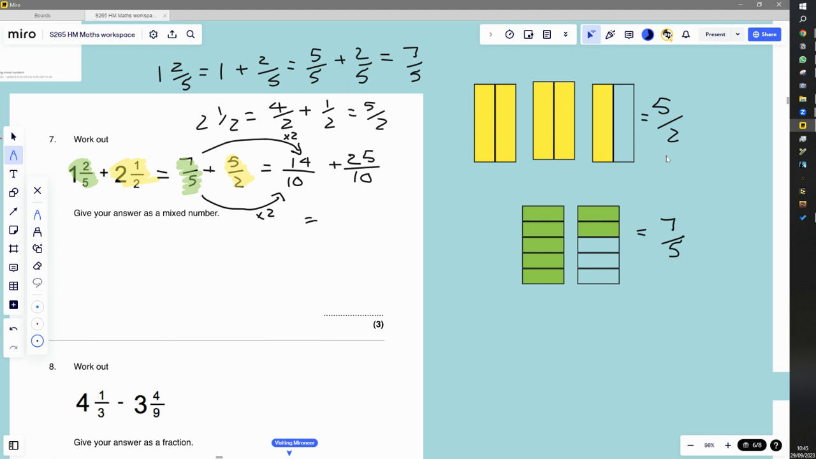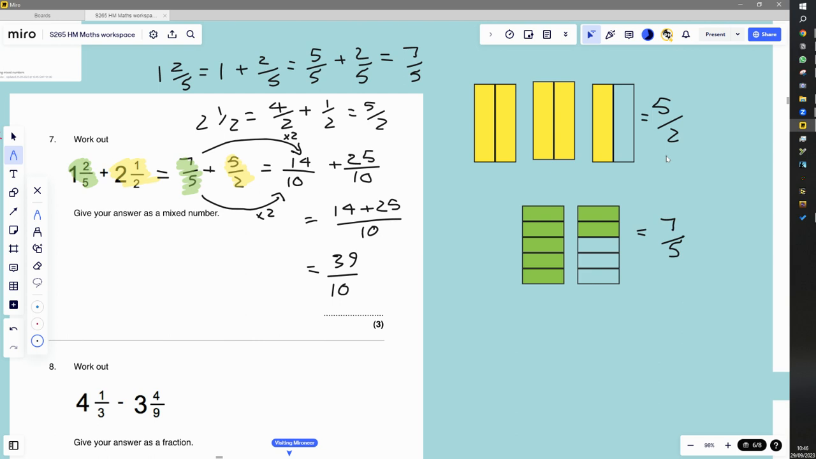Let's add that intermediate step, which is quite useful to see. 14 plus 25 all over 10, which is 39 over 10. Can that be simplified? No. 39 cannot be divided by anything that 10 can also be divided by. 10 can only be divided by 2 or 5, or 10, of course. 39 cannot be divided by any of those numbers. So that's the simplified answer.